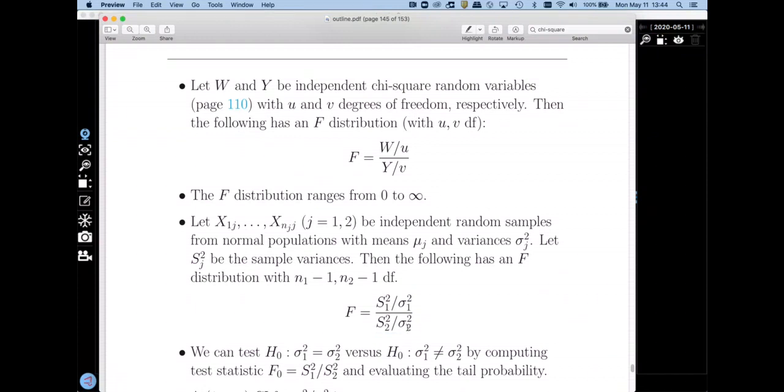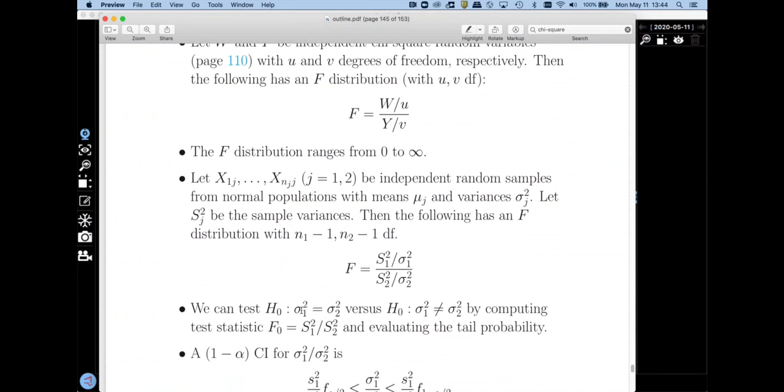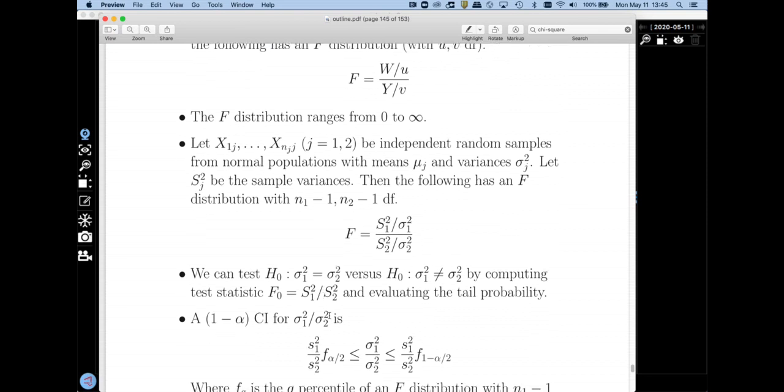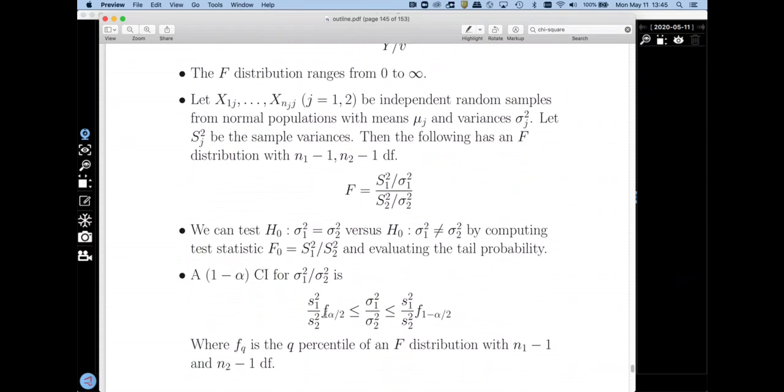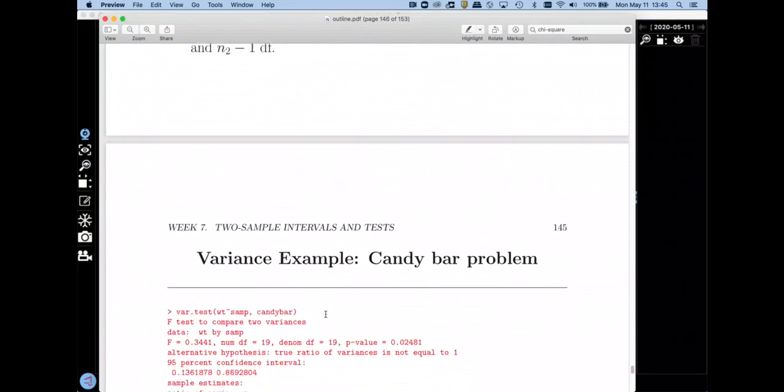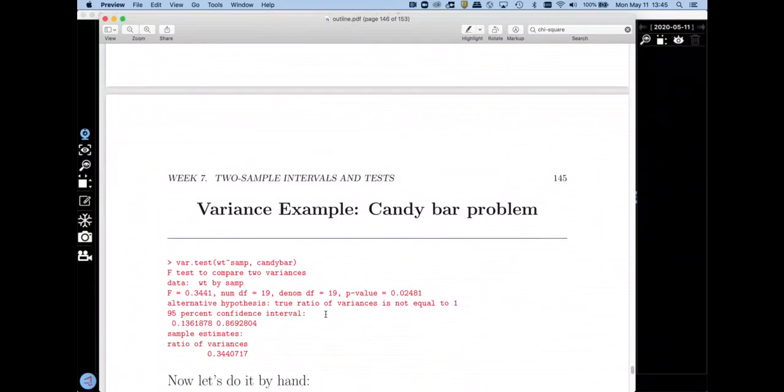We can use this result to test, well, the one we most care about is whether two variances are equal to each other. We could also test whether the ratio equaled some constant if we want, but that's not done nearly as much. We can also find confidence intervals with this. So why don't we go do an example problem, and we'll see how this works.